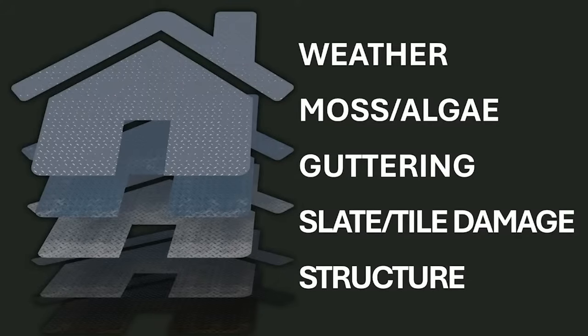Gutters play a crucial role in directing water away from the roof and foundation of the building. However, they can become clogged with leaves, debris, and moss, leading to water pooling on the roof and potential water damage. Flashing is used to seal joints and prevent water from seeping into vulnerable areas of the roof, such as around chimneys, vents, and skylights. Over time, flashing can deteriorate, leading to leaks and water damage.